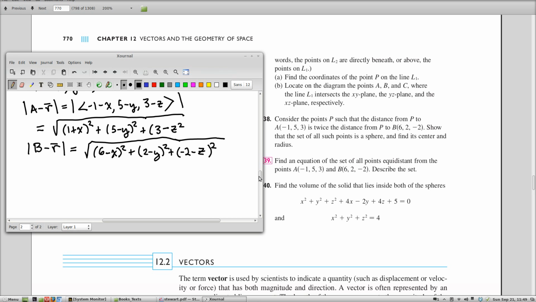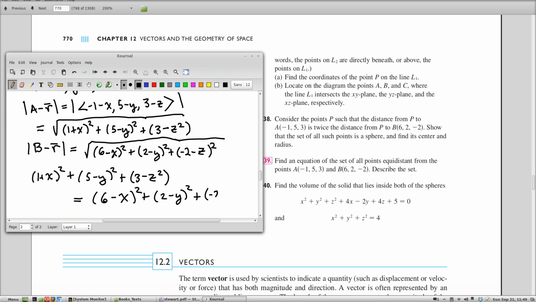So what are we supposed to do? The problem is saying that these two distances are supposed to be equal. So if we set them equal to each other, then we can forget about the square roots. So just square both sides. And what you get is (1 plus x) squared plus (5 minus y) squared plus (3 minus z) squared is equal to (6 minus x) squared plus (2 minus y) squared plus (negative 2 minus z) squared.